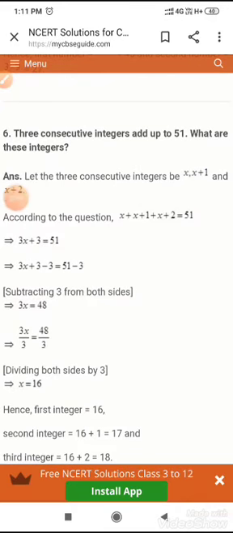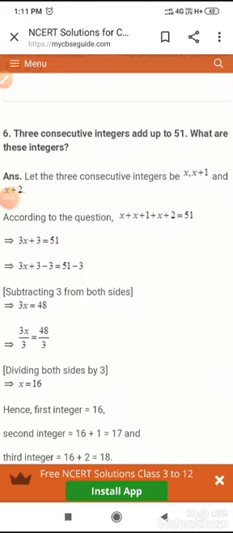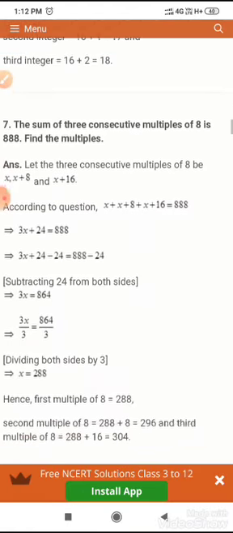Consecutive integers are integers that occur one after the other. So first we assume the first integer is x, the second integer is x plus 1, one more than the previous integer, and the third integer is x plus 2. In our question, it is given that their sum is 51. So x plus x plus 1 plus x plus 2 is 51. Then solve the remaining part of this question as we solved our previous question.